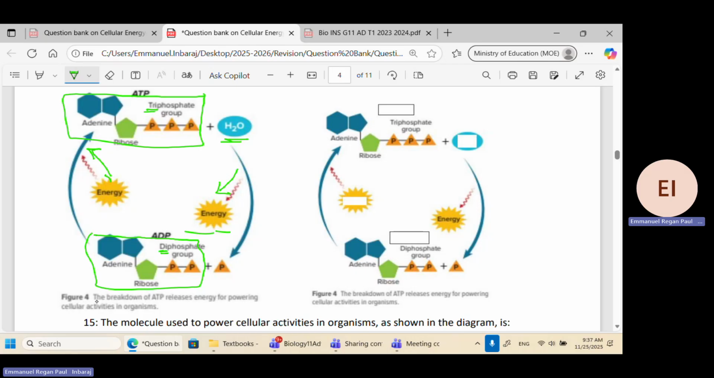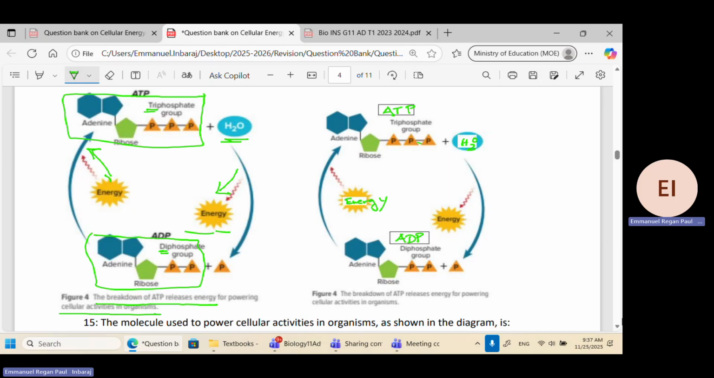So don't forget, see the word here. The breakdown of ATP releases energy. So here is ATP. ATP is getting converted to ADP. This is breakdown. The breakdown of ATP releases energy for powering the cellular activities in the organisms. So let's fill this up. What is this molecule? This is called ATP. What is here? When you add water, H2O, they get converted to a molecule called ADP and release energy. And when energy is available, they take in energy and convert ADP to ATP.